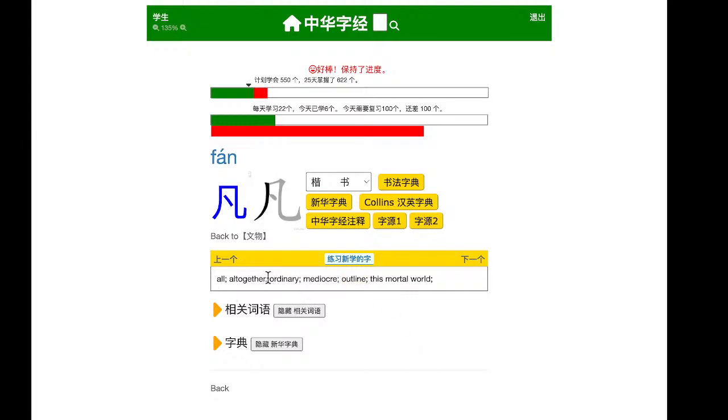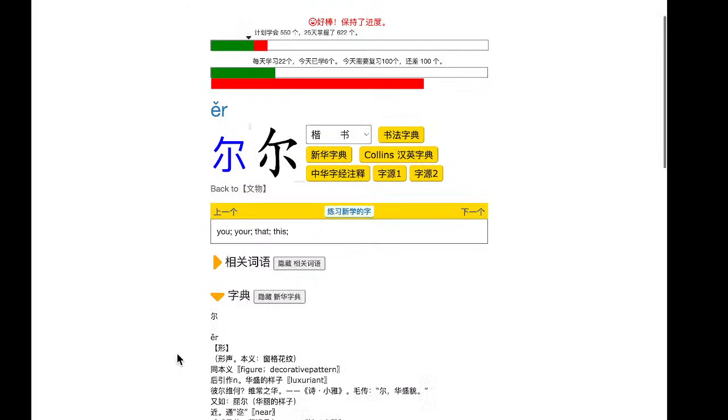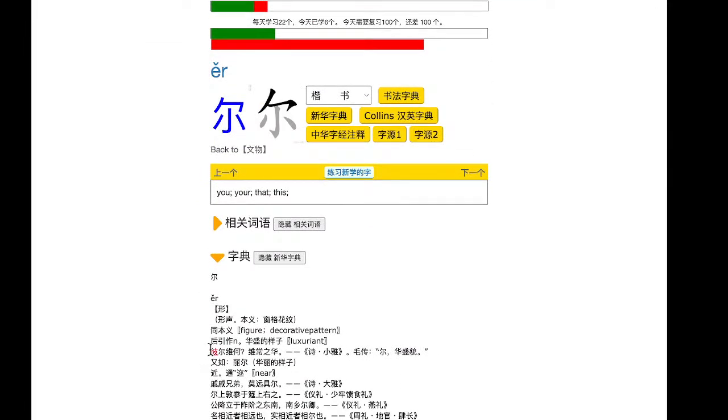It could also refer to ordinary, mediocre, everyday things of this mortal world. It was used in the old times as an old-timey way of saying you or your or that or this. This isn't really used for that anymore. Nowadays we mostly just use it in names of things, as transliterations for the sound. And in this context, that is how it is being used.